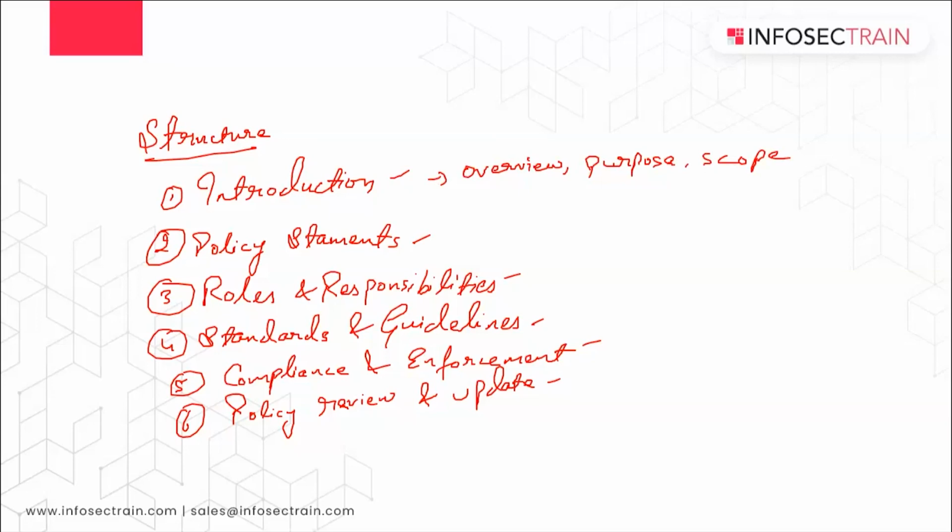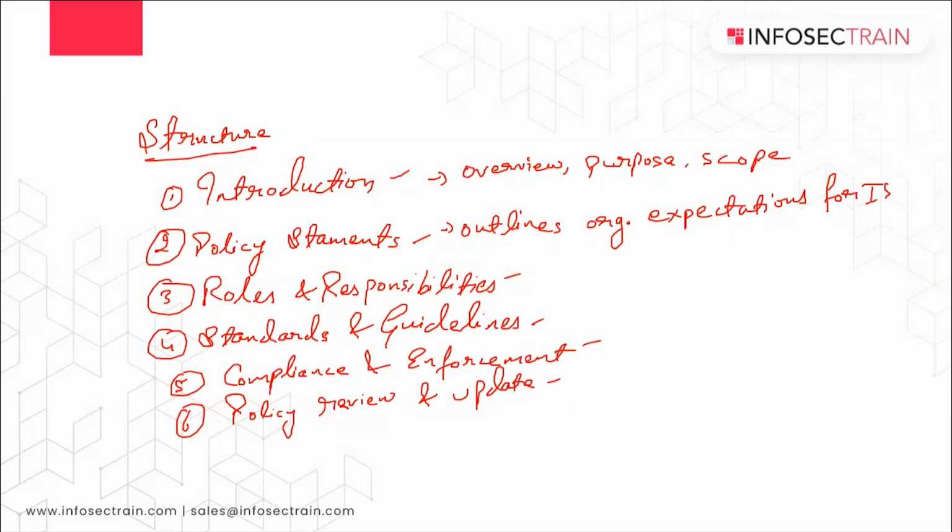Then if you talk about the policy statement, guys, it outlines the organization's expectations for information security. It will include the requirements for access control, data classification, the same thing which we did previously, secret, top secret, confidential, and incident response, these things.